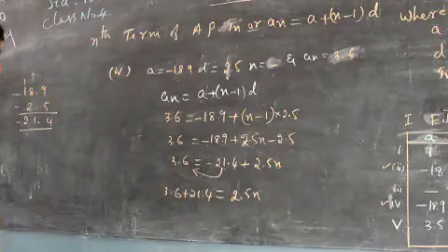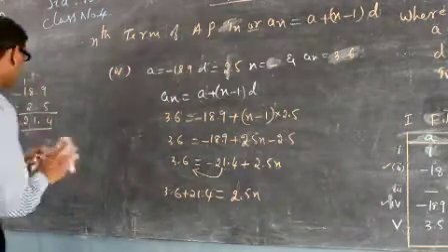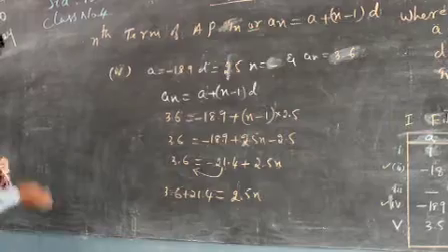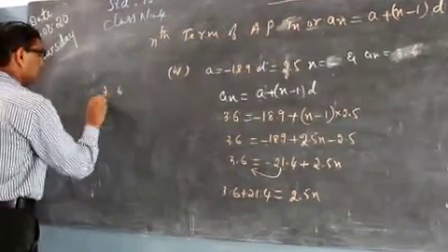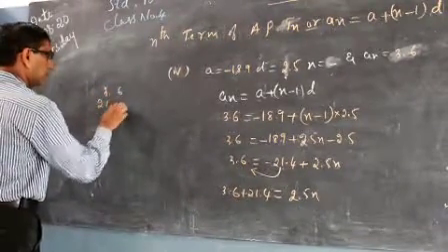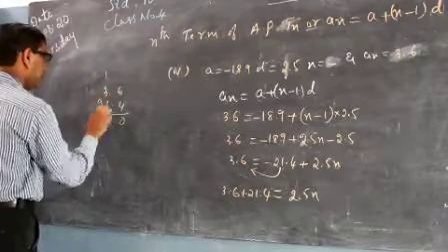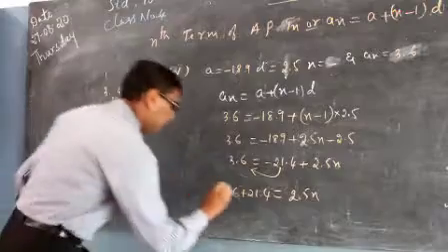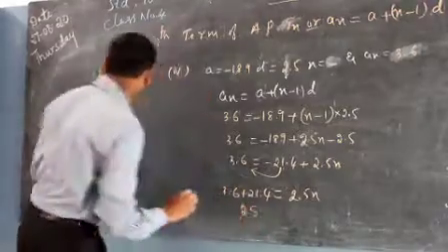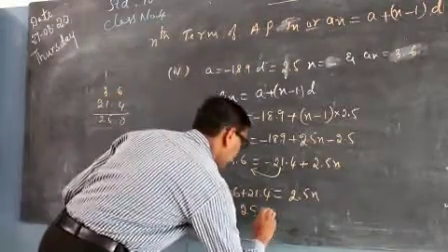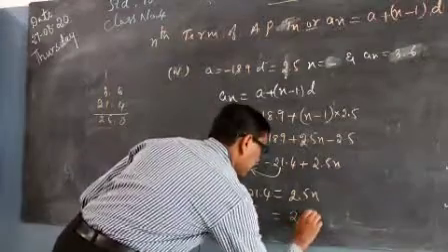Now again, what do you have to do? Both are the same sign, so you have to add 3.6 and 21.4. 6 plus 4, 10. Carry 1. 3 plus 1, 4, plus 1, 5. 2 plus 1, 25. 25.0 and 25 both are the same. 25 is equal to 2.5 n.